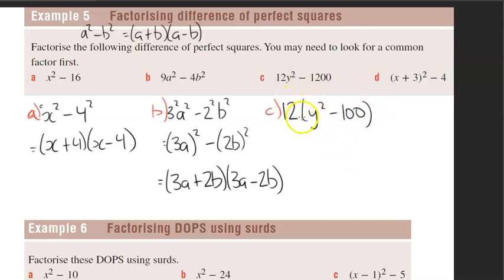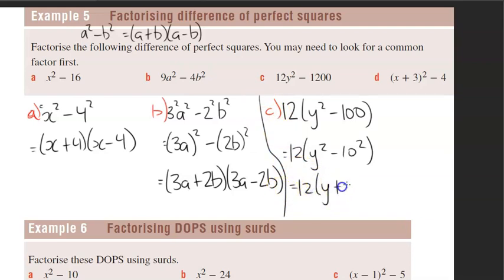So let's just double check. 12 times y squared is 12y squared, and 12 times negative 100 is negative 1200. Yep, that makes sense. And so now this is the thing we want to hone in on or focus on. I can see difference of perfect squares because this can be written as y squared minus 10 squared, because 100 can be written as 10 squared. This follows this format again. So keep that 12, the outside. Y plus 10, y minus 10. And that's our final solution.